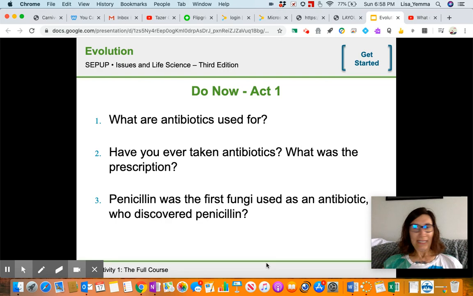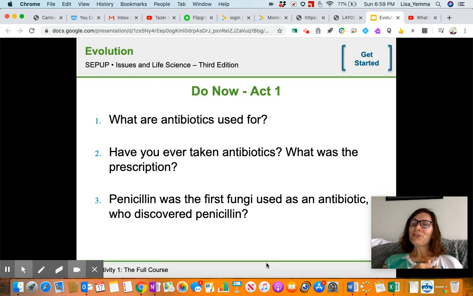So have you ever taken antibiotics? I'm sure most of you have. Strep throat can be bacterial. Ear infections can be bacterial. If you've ever had surgery, or sometimes when you get your teeth taken out, you take antibiotics. Anytime that you think you might have a bacterial infection or might get one.